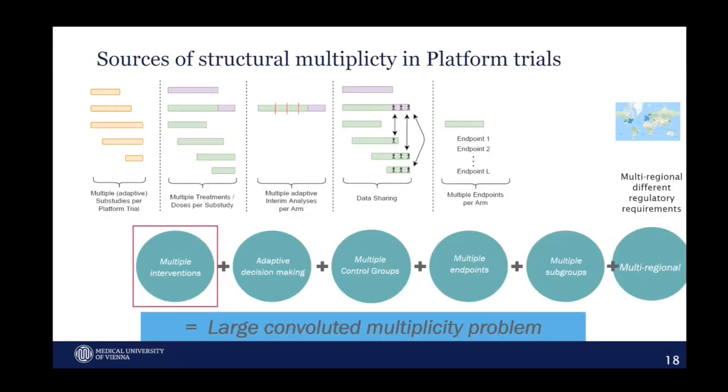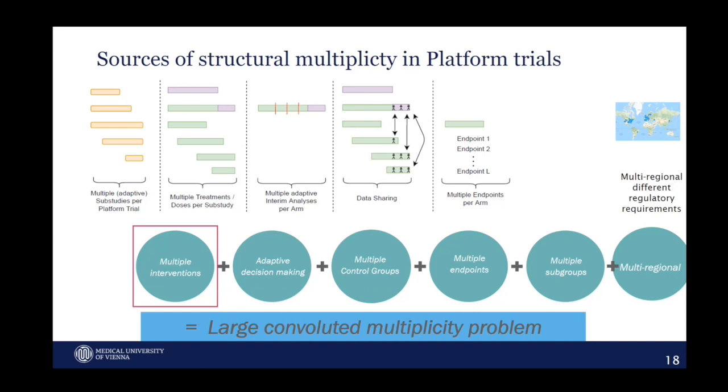And if we look more thoroughly at which sources of structural multiplicity we have in platform trials, you will see we might have several sources of multiplicity. First, we have several sub-studies with several interventions and different subgroups. Then there might be adaptive decision-making. We might select some more promising treatments, change the sample size, or change the allocation ratio. And there might also be several ways to utilize the data from the control arm. We might be interested in multiple endpoints, in subgroups. So we have multiple multiplicity issues.